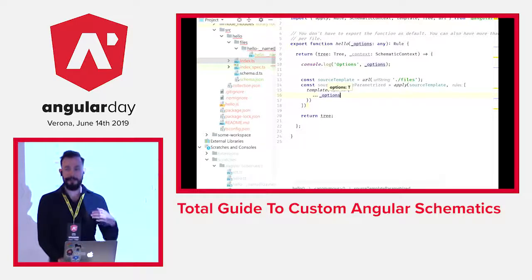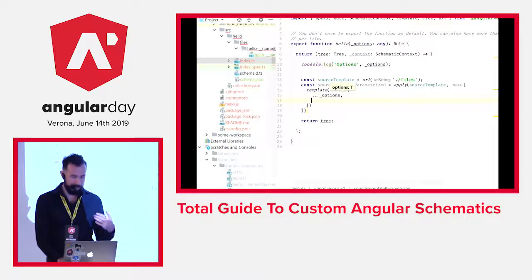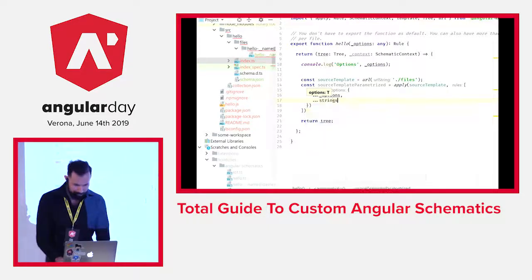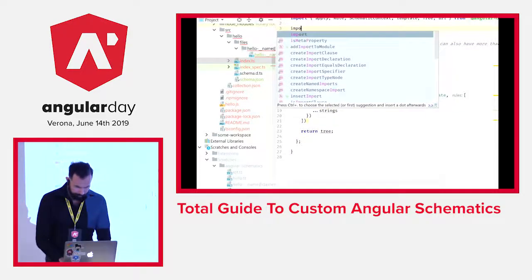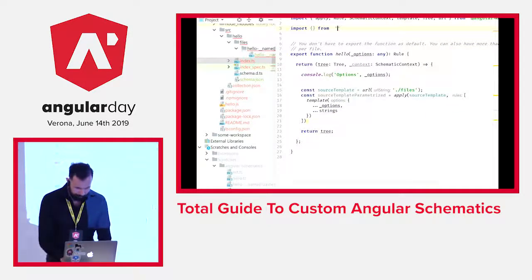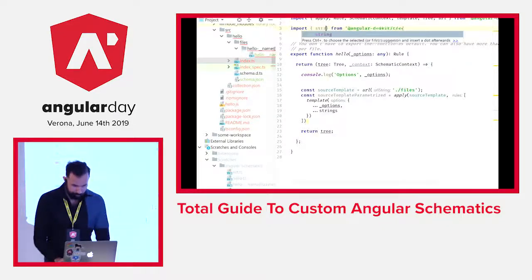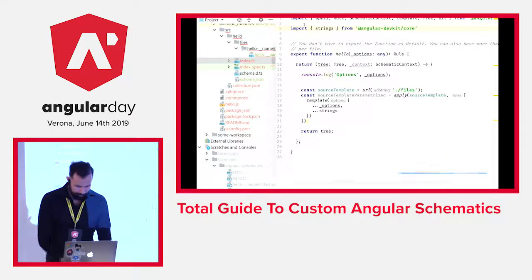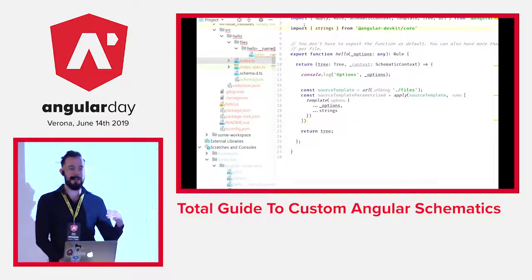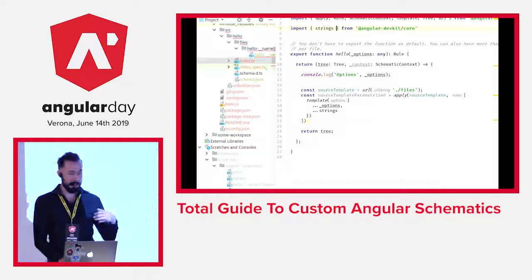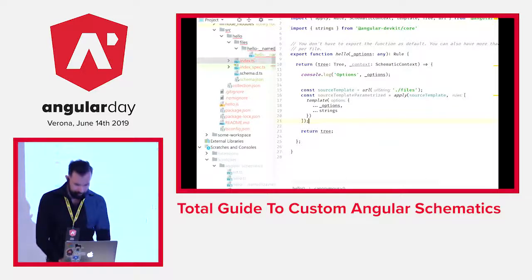Another thing, we are using these helpers like dasherize, classify, and so on. We can get them from the schematics package, so we can spread that in. It's called strings. For this, actually, my code completion doesn't work, so I will import it by hand. It's from Angular devkit core, and it's called strings. It's an object which has in it functions like dasherize, classify, and snakeify, and whatsoever.